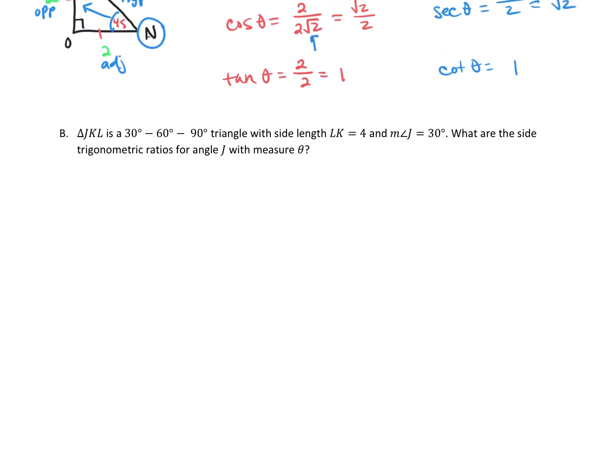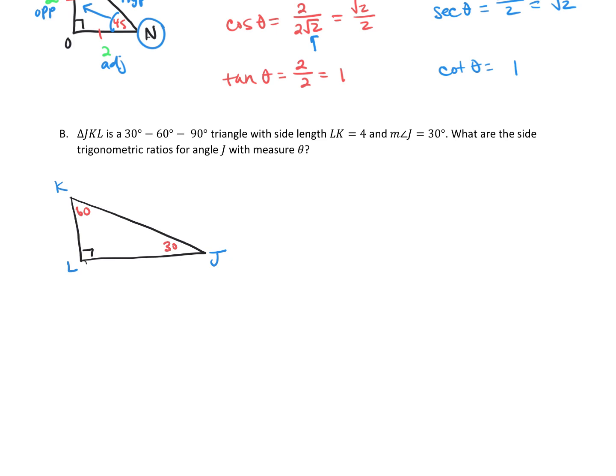Okay, so kind of get the idea. Let's do one more, this time with a 30, 60, 90. So we'll draw out our triangle. There's our 90 degrees. Here's our 30, the small angle. Here's 60, the bigger angle. We're going to label this one. We'll put the K up here, the L down here, and the J here.